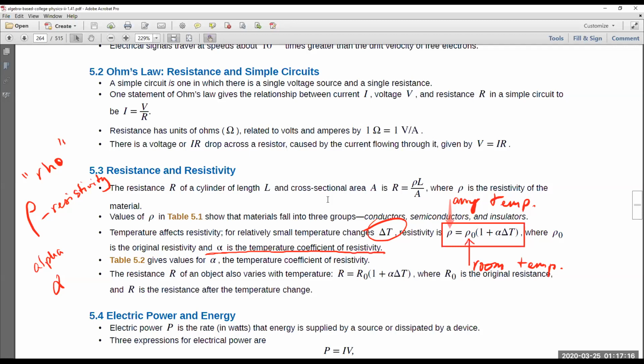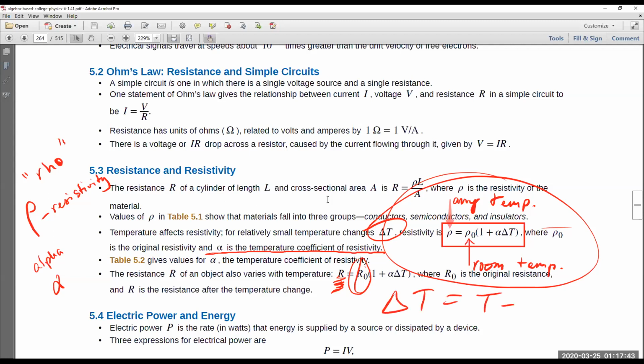And basically the resistance follows the same expression, the same expression in this box. Resistance at any temperature equals the resistance at room temperature times 1 plus alpha times delta T. So delta T is just T minus T0, the regular temperature minus the room temperature. That's the change in temperature.